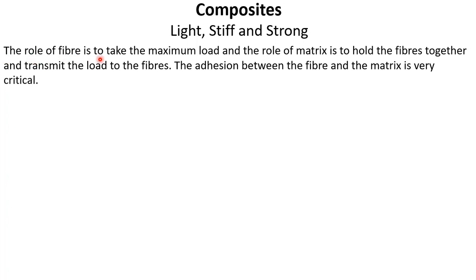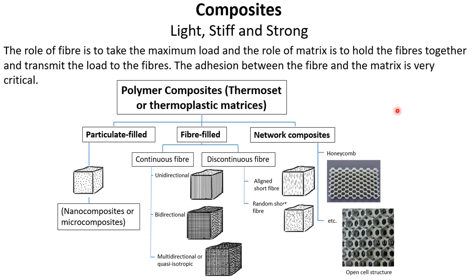The role of fiber is to take the maximum load, and the role of matrix is to hold the fibers together and transmit the load to the fibers. The adhesion between the fiber and the matrix is very critical in this case. These are the classifications of polymer composites. They can be made of thermoset or thermoplastic matrices.